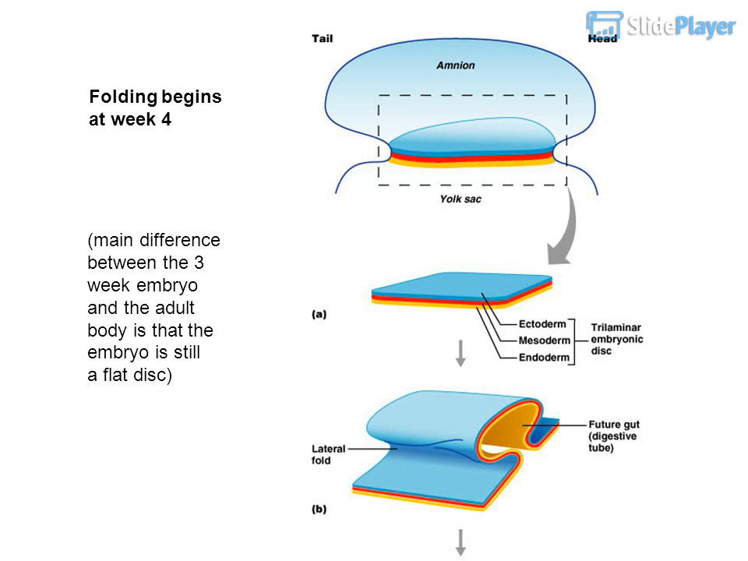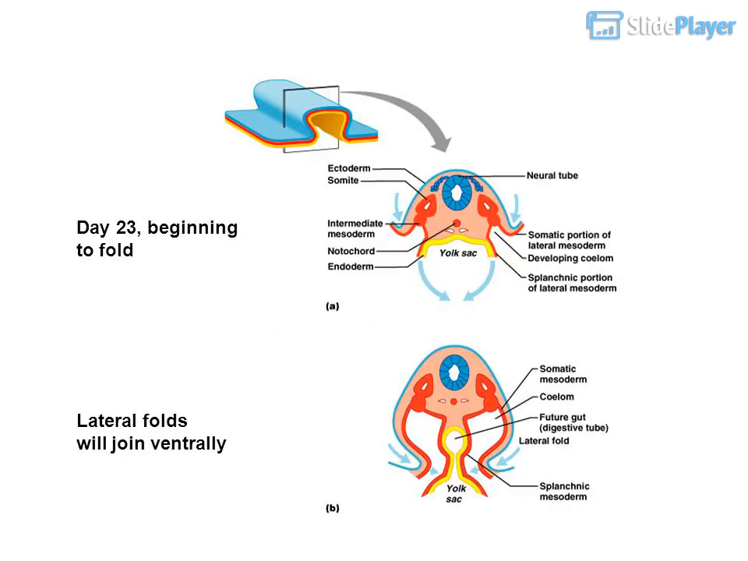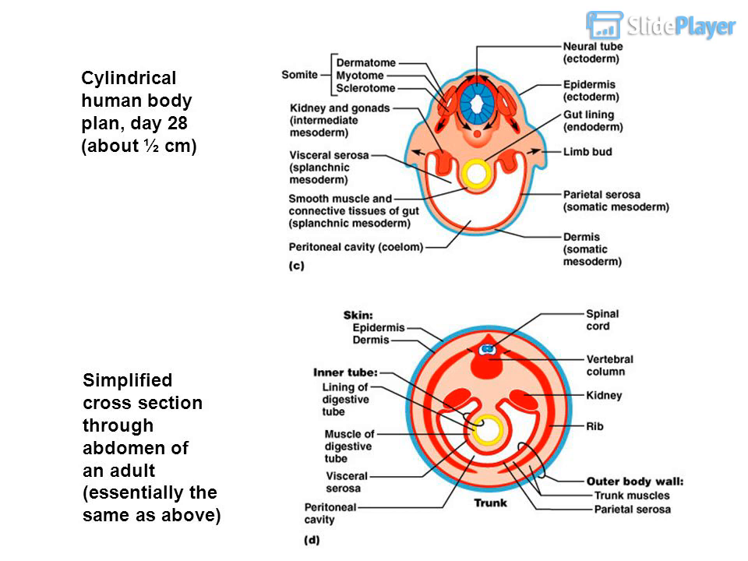Main difference between the 3-week embryo and the adult body is that the embryo is still a flat disc. 24-day embryo protrudes into amniotic cavity. Day 23, beginning to fold. Lateral folds will join ventrally, cylindrical. Human body plan, day 28, about half a centimeter.